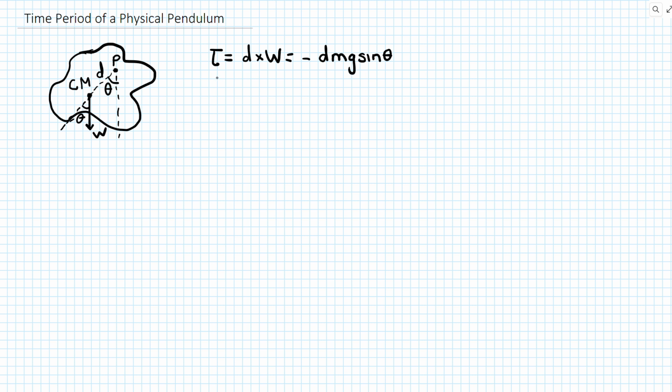Torque can also be expressed as the moment of inertia times the angular acceleration, I alpha. So we can solve for alpha by putting these two together, by setting these equal to each other. So we get alpha equals negative dmg sine theta over I.